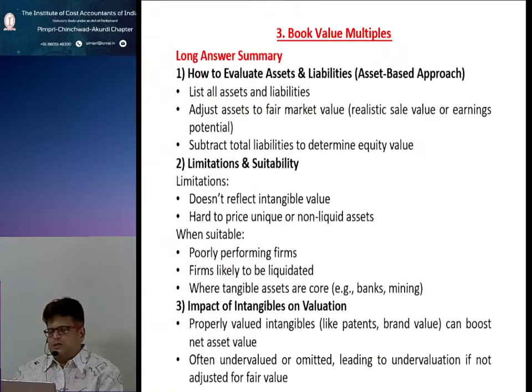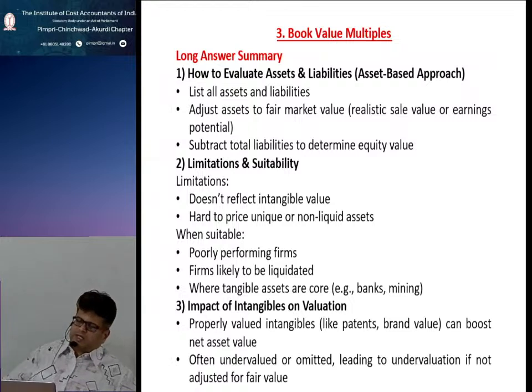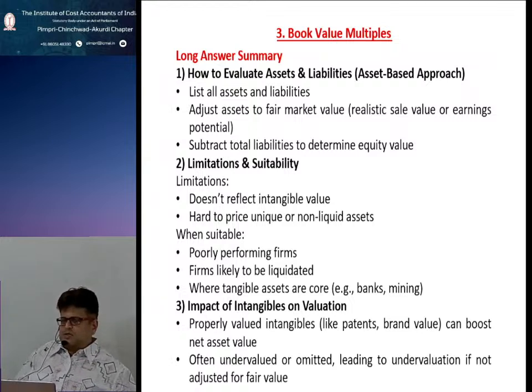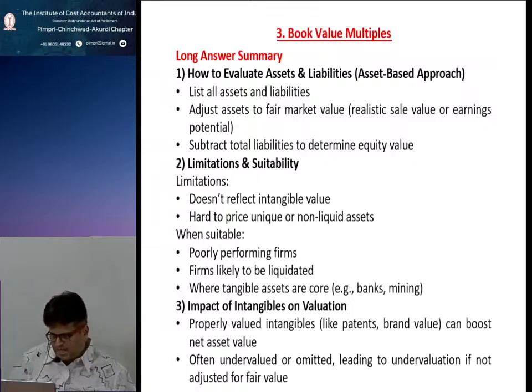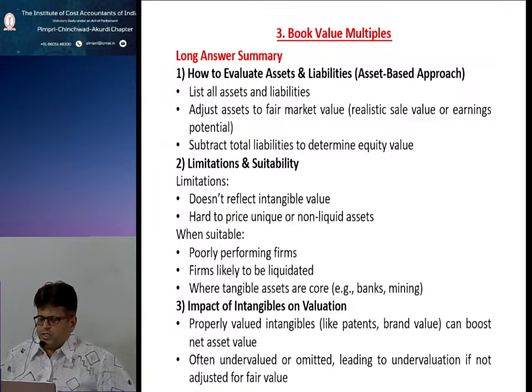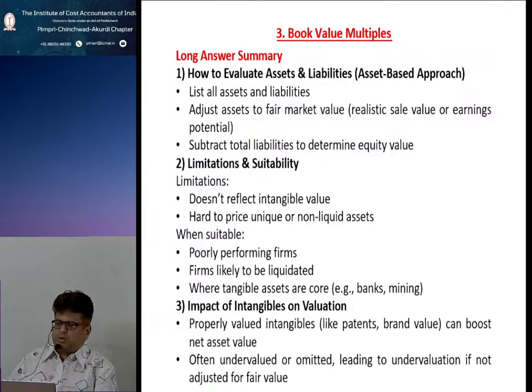Then we saw the long question and answer concepts that were discussed. First, long question and answer discussed how to evaluate assets and liabilities in asset based approach. So the process is to list all assets and liabilities, adjust the values, adjust assets to fair market value, that is the realistic sale value or earnings potential, and from there subtract the total liabilities to determine equity value.